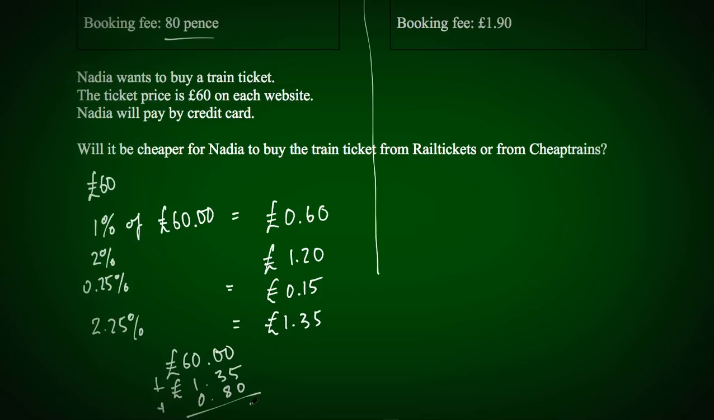Which gives me 5, 8, 9, 10, 11, 61, 62. £62.15 is the total for this one.